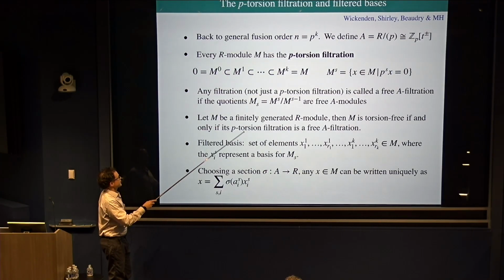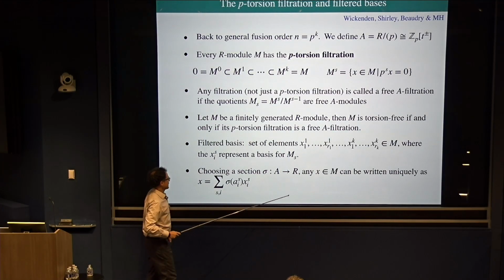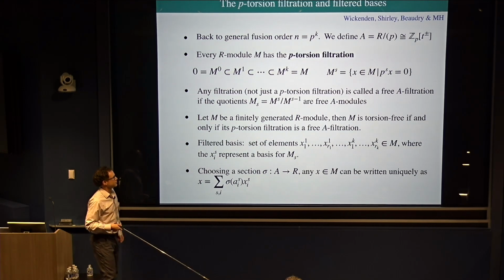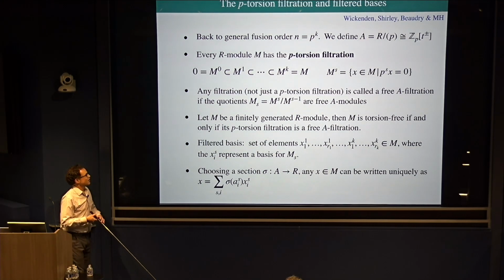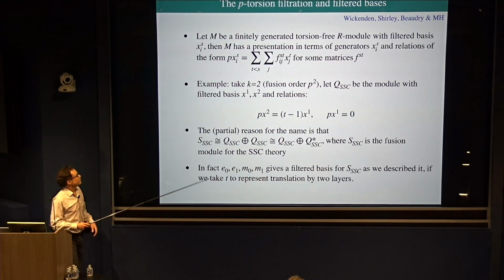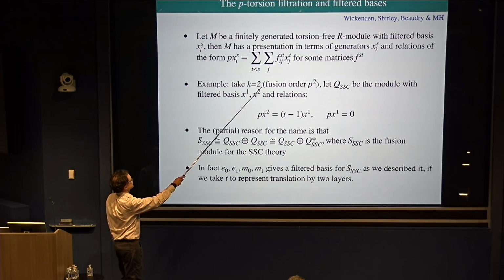And in a torsion-free R module, this filtration has some nice properties, and it lets us write down something that is kind of like a basis. In the sense that if you make a certain choice, any superselection sector can be written uniquely as a linear combination of these basis elements. That's kind of the key property. And I'll give an example.